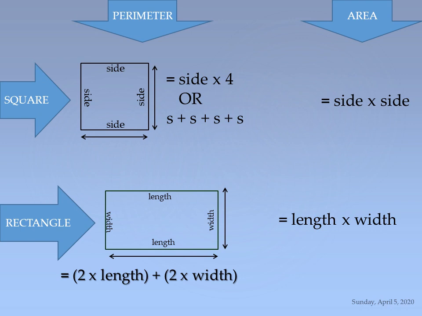If the length of this rectangle now is 6 centimeters and the width is 4 centimeters, what is the area? The area is length times width. So that is 6 multiplied by 4, and our area will be 24 square centimeters. Do not forget that. All right, let's go on to the next.